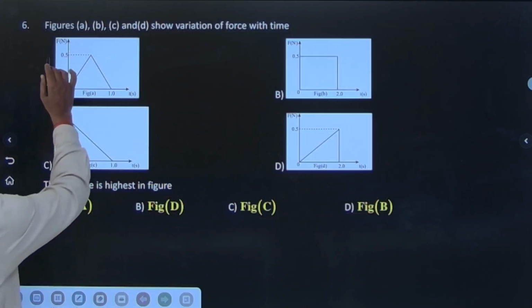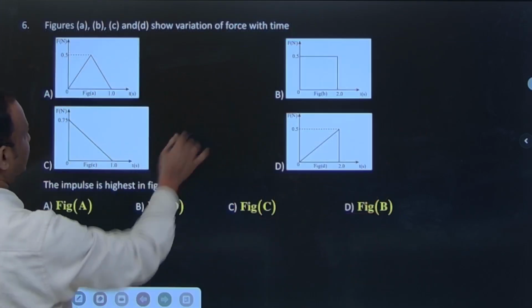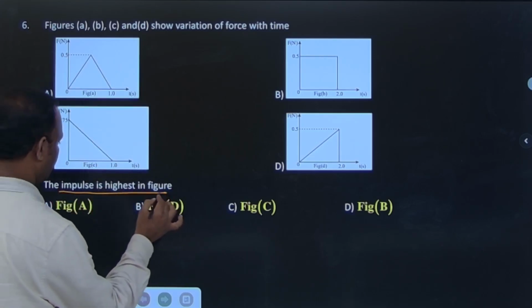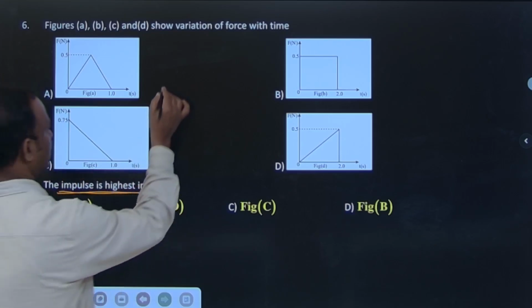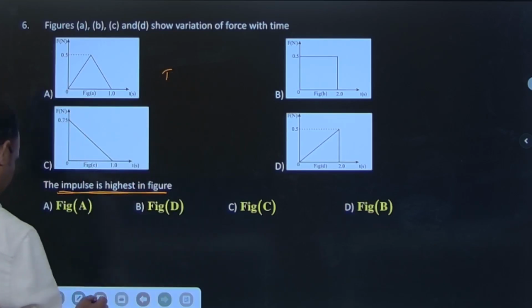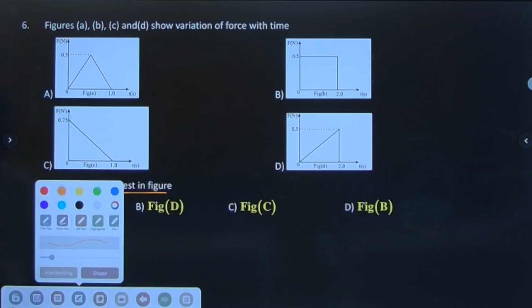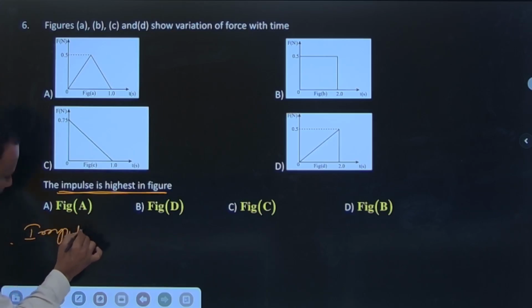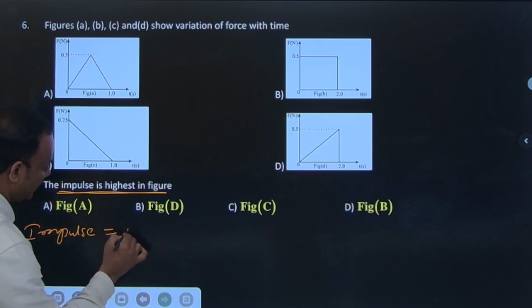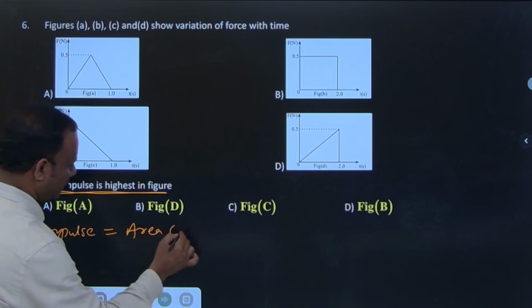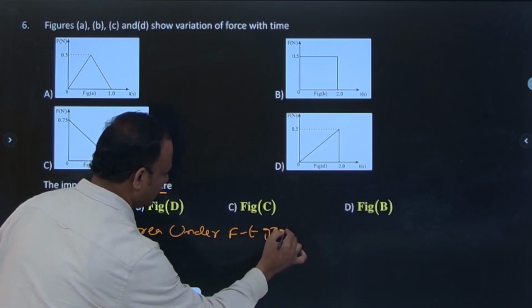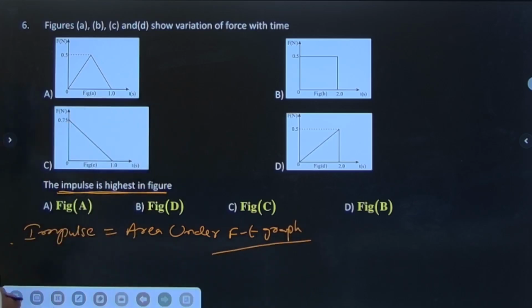So here is the question. Some pictures are given, A, B, C, with different shapes. The impulse is the highest for which one? Impulse is highest. So what is the key concept? Impulse means the area under the F-t graph. The area under the F-t graph gives the impulse.